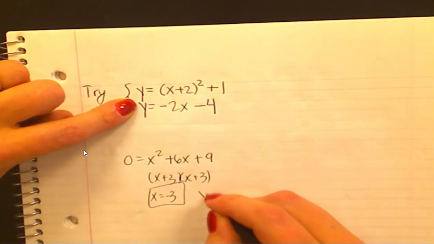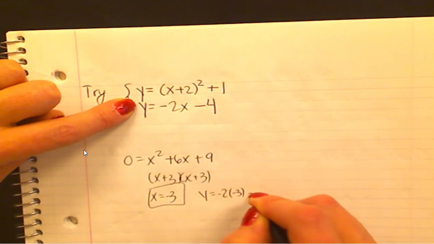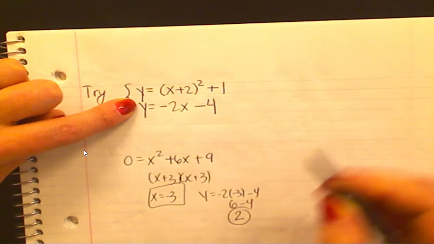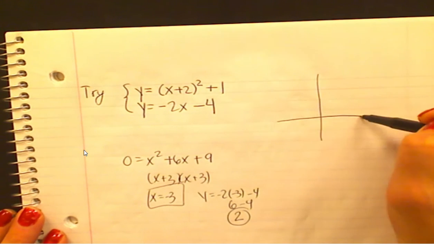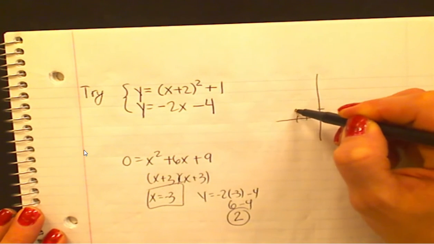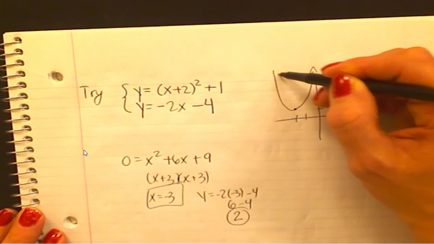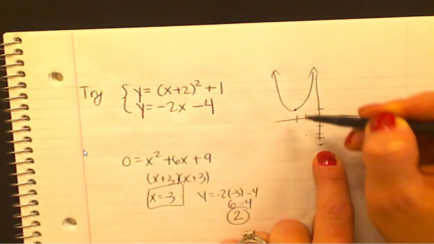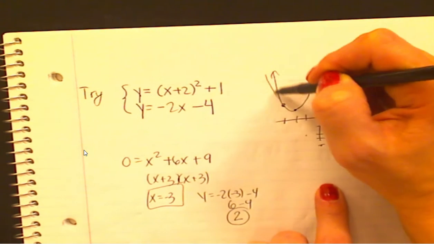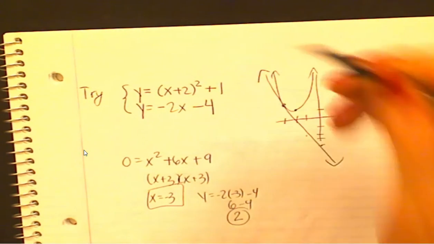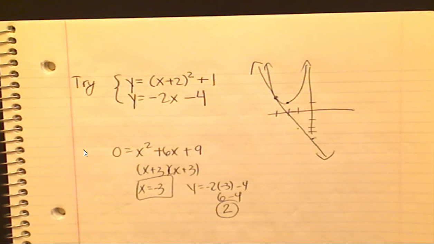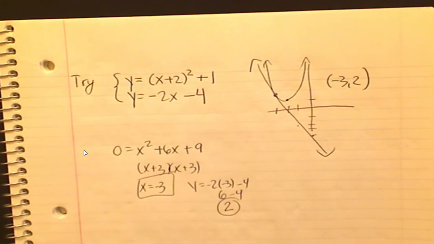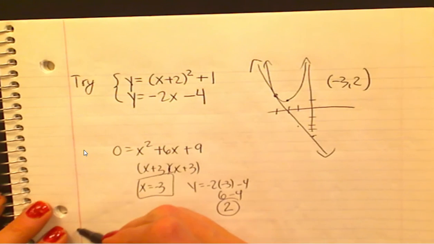And then I go back to my line. 6 minus 4, 2. So the coordinate is, all right, left 2, up 1. Graph looks like this. 1, 2, 3, 4. Looks like that. There's my picture. I know it's supposed to be tangent because of the double solution.